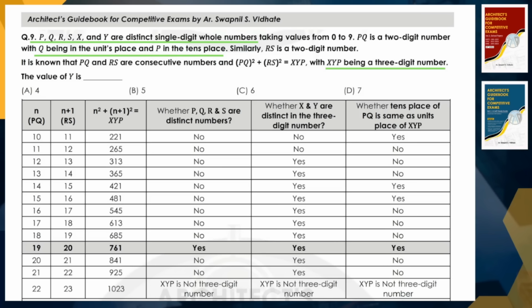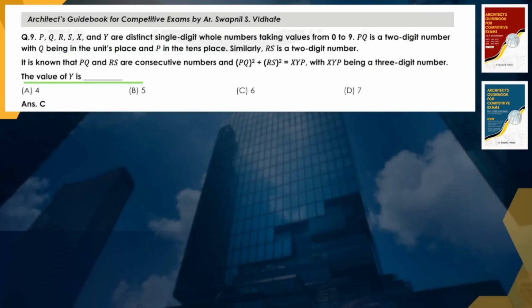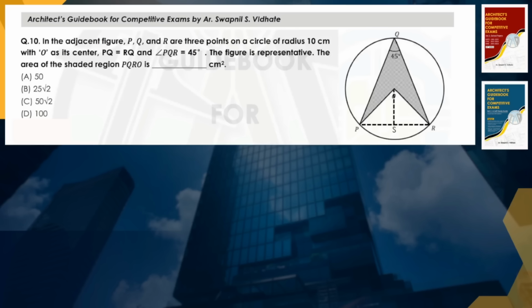are 19 and 20. Now what the question is asking, they want the value of y, right, which is at the tens place in that three digit number. So here if you see, the value of y in this three digit number is 6. So your option C was the correct one for this question. A bit lengthy, but the question was easy if you do the stepwise calculation. Very easy nature of question.